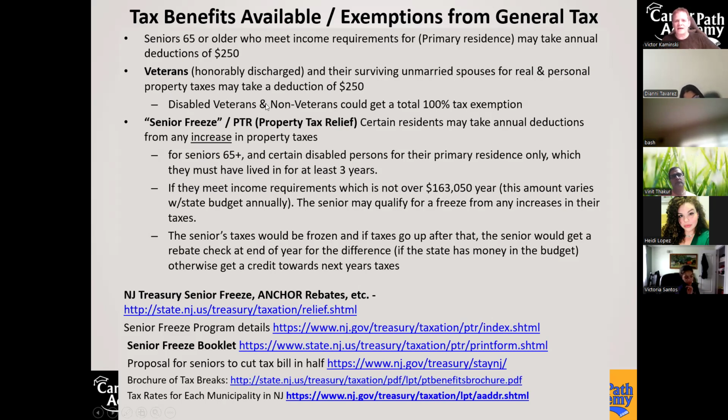Disabled veterans and non-veterans alike who are disabled could get a total 100% tax exemption they could qualify for and not pay any property tax, depending on your level of disability. There's also a senior freeze that's available for seniors 65 years of age or older. They can apply for what's called the PTR program. It used to be called a senior freeze, but they renamed it to the PTR program, Property Tax Relief Program.